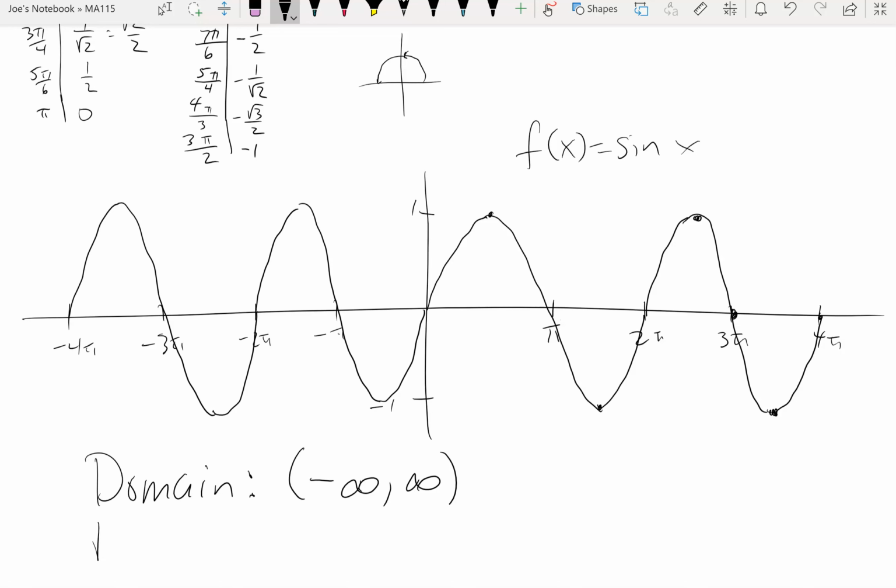How about the range? What are your y values that you see coming out of this function? Negative 1 to 1, right? Does it actually hit 1 and hit negative 1? Do we get those numbers out? Yes. Okay, so do we use a parenthesis or a bracket? Bracket. Good. You guys are all over this.